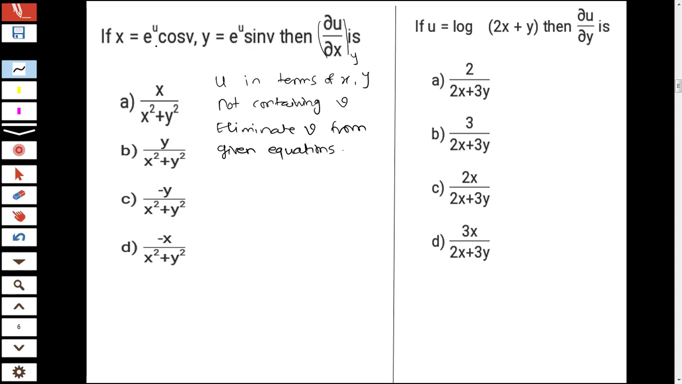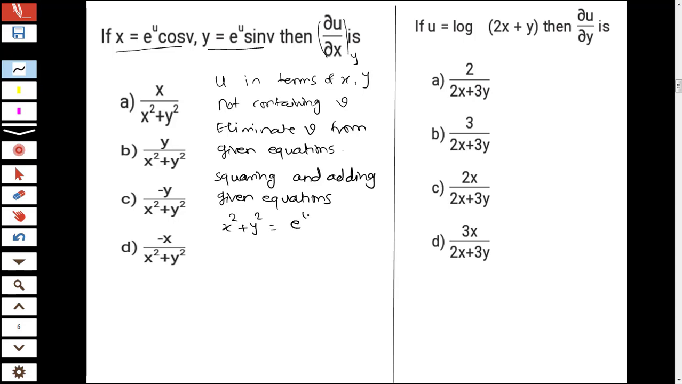So you can see that here it is e raised to u cos v, and it is e raised to u sin v. So again similarly you can do the square and add. So squaring and adding the given equations, we will have that x square plus y square is equal to e raised to u.